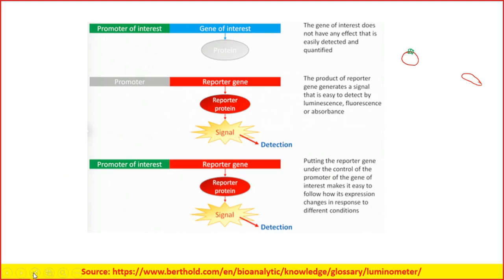Then we also have another gene sequence just nearby this promoter, and it is the gene of interest, for which you want to find out whether this promoter sequence will be able to activate this region, this gene of interest, so that it produces the desired proteins.